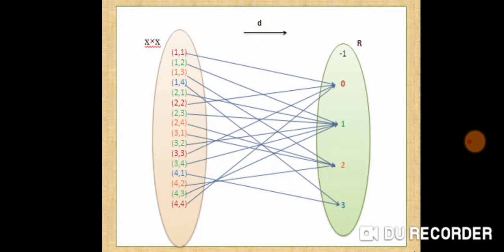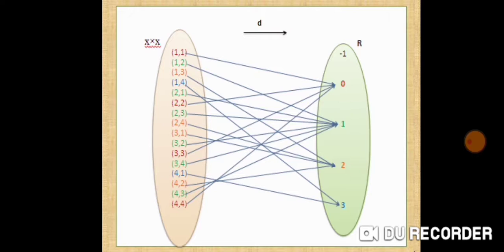Last one, triangle inequality. Consider (4, 2). (4, 2) maps to 2, (4, 1) maps to 3 and (1, 2) maps to 1. So therefore, d of (4, 2) is less than d of (4, 1) plus d of (1, 2), since 2 is less than 3 plus 1. 3 plus 1 is 4. So 2 is less than 4.